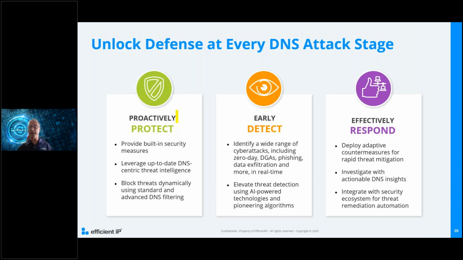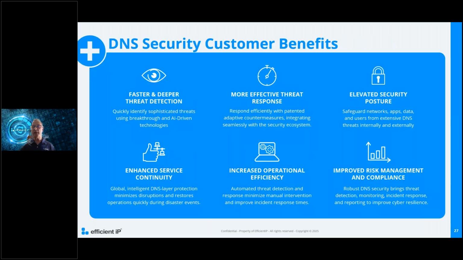First, it protects with built-in security, dynamic threat blocking, and DNS-focused intelligence. Next, it detects real-time threats like zero-day phishing, data exfiltration using our AI-powered technology. And finally, it responds with active countermeasures, actionable DNS insights, and automatic threat remediation. EfficientIP security solution is built for resilience, speed, and control, empowering organizations to protect, maintain service uptime, and streamline operation.